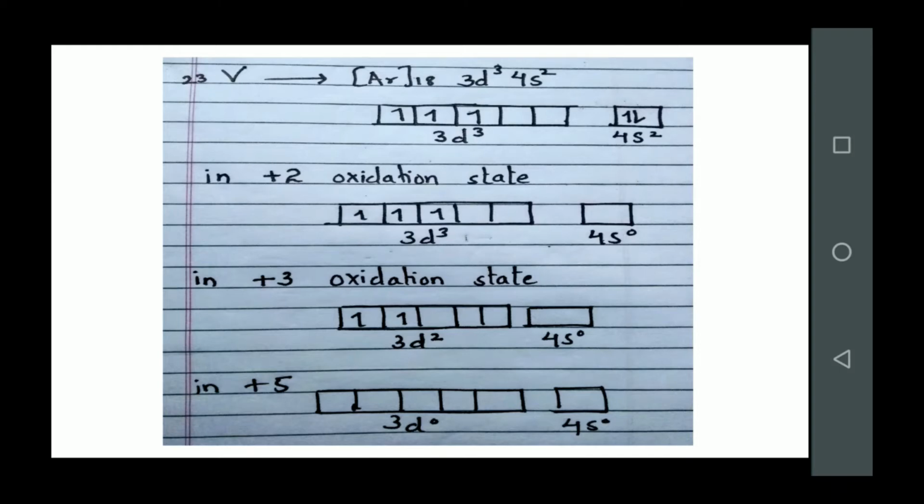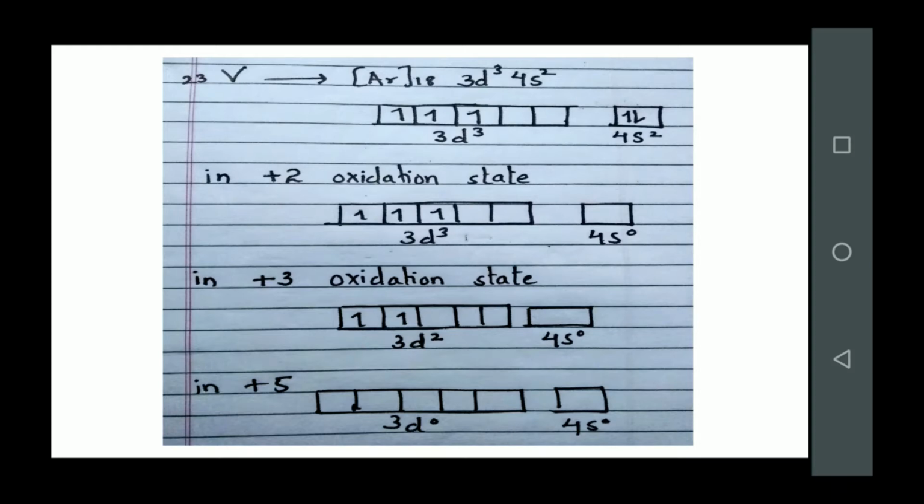Similarly, when it is showing +3 oxidation state, the first 2 electrons are removed from your s orbital and then 1 electron is removed from the d orbital. So your 3d is left with only 2 electrons. In the same way, if it is in +4 oxidation state, you know how to write the electronic configuration. 4s will again contain nothing in it, and your 3d will be left with only 1 electron in it. Okay, that is 3d1 4s0.